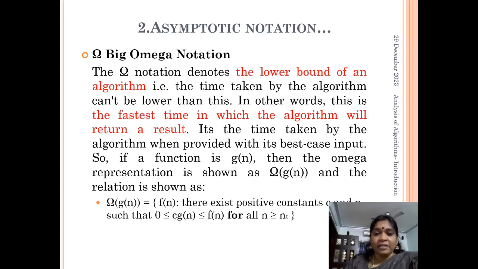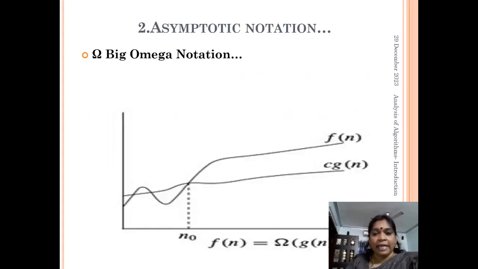We can write it as a function which is always less than or equal to the existing function f of n. Graphically, see the diagram, it is always lesser than the existing function f of n. So f of n equal to big omega of g of n.